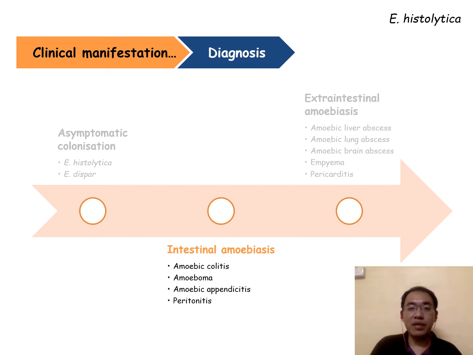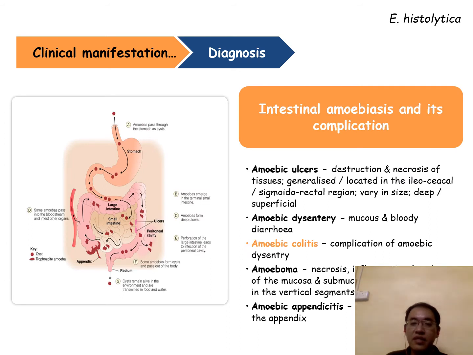For intestinal amoebiasis, we will look into amoebic colitis, amoeboma, amoebic appendicitis, and peritonitis. Okay, this slide will show you intestinal amoebiasis and its complications. One of the complications is amoebic ulcers, which is the destruction and necrosis of the tissue. The ulcer can be generalized along the colon or located in a specific region such as the ileocecal or sigmoid rectal region. The size can be different. It can be deep and also superficial.